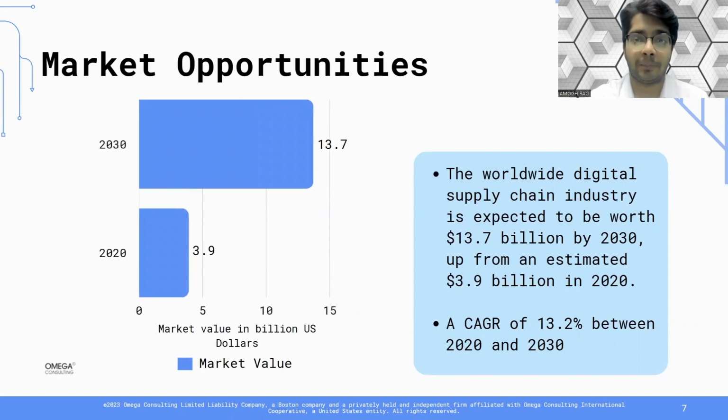Coming to the market opportunities, the worldwide digital supply chain industry is expected to be worth 13.7 billion by 2030. This is up from an estimated 3.9 billion in 2020. This signifies a compound annual growth rate of 13.2%.